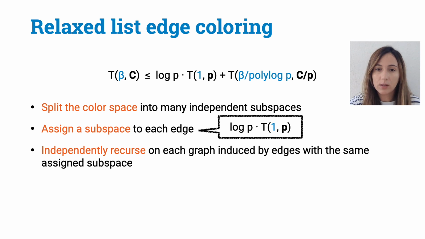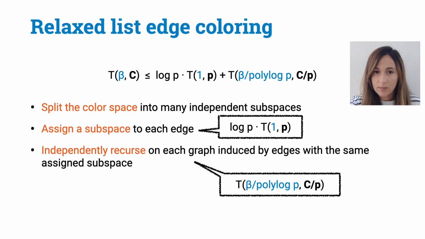So, by carefully doing this operation, we show that the time required to assign the subspaces is log p times t1p. Think about p as something much smaller than the color space C. Then, by assigning the subspaces, the downside is that we lose something in the slack of the lists. So when we recurse, we have a worse slack parameter that is beta over polylog p. But this is still okay, because we gain in the palette size that is reduced to C over p.